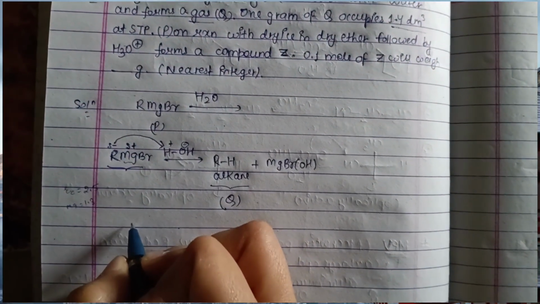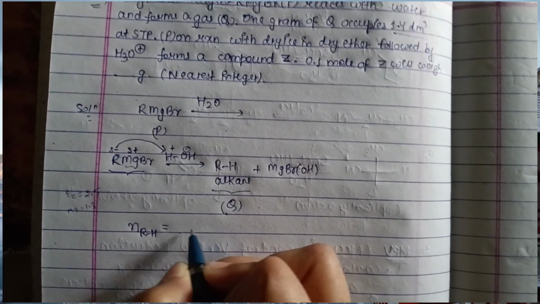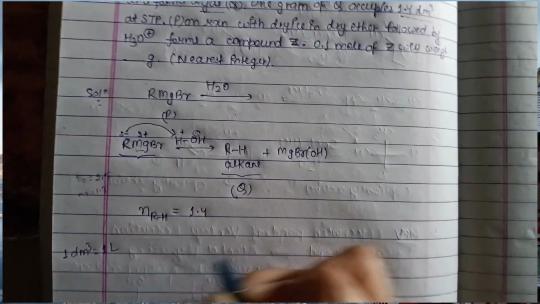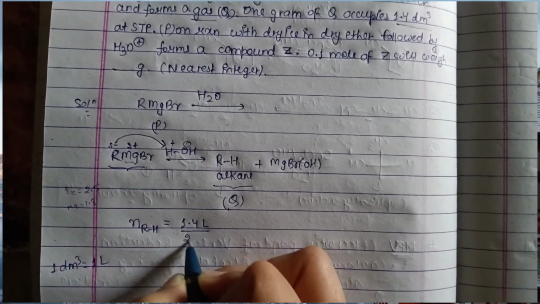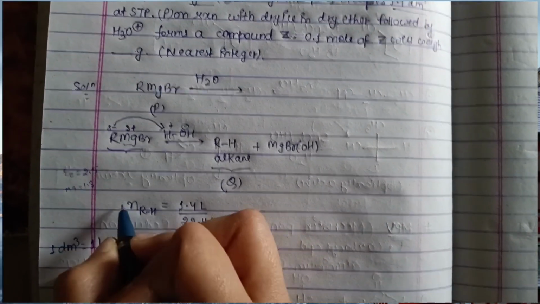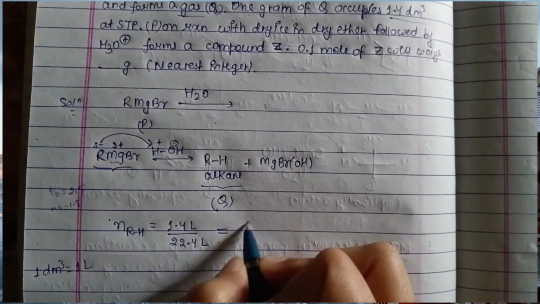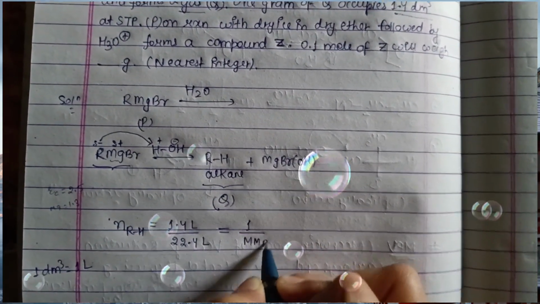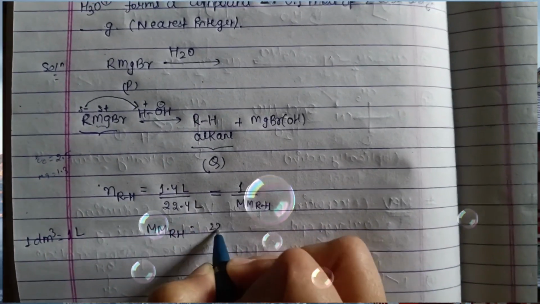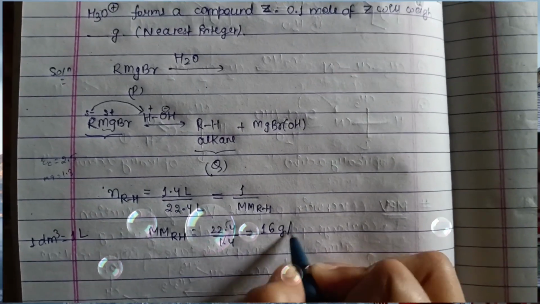So if we calculate the number of moles of this alkane, that is equal to the volume it occupies at STP, which is 1.4 dm cube. 1 dm cube is equal to 1 liter. So this is 1.4 liter divided by 22.4 liter, the volume of 1 mole of gas at STP. So this will give us the number of moles of alkane. And we also know that we have 1 gram of Q, which means 1 divided by molar mass of RH. So from here we can calculate the molar mass of RH, which will be 22.4 divided by 1.4. That will be 16 gram per mole.